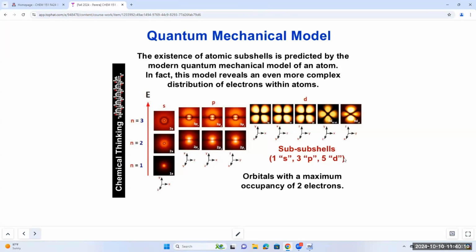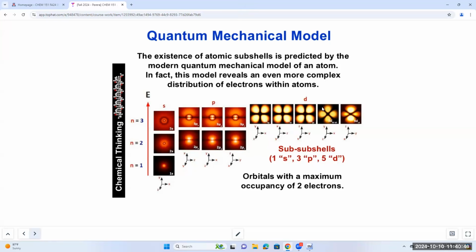And the D subshell has 5 sub-subshells called dxy, dxz, dyz, dx squared minus y squared, and dz squared. So these sub-subshells are also known as, anybody? Does anybody know what we call these sub-subshells now? You might have heard about this in high school or somewhere, but you don't have to know this. They are known as orbitals.